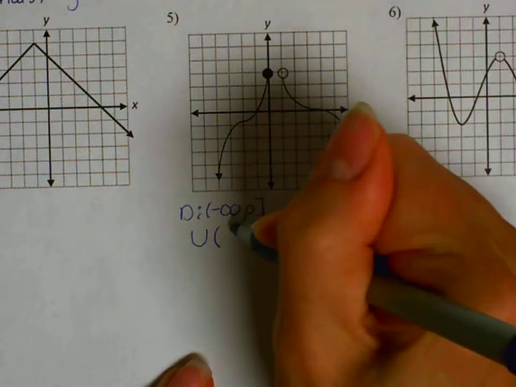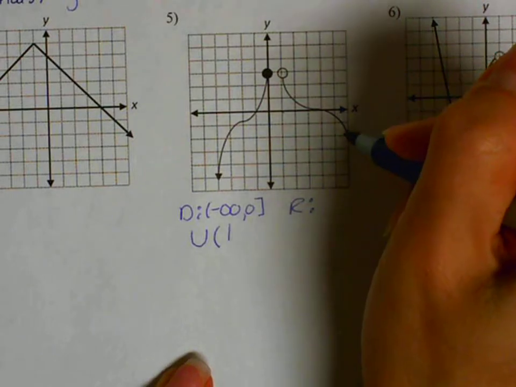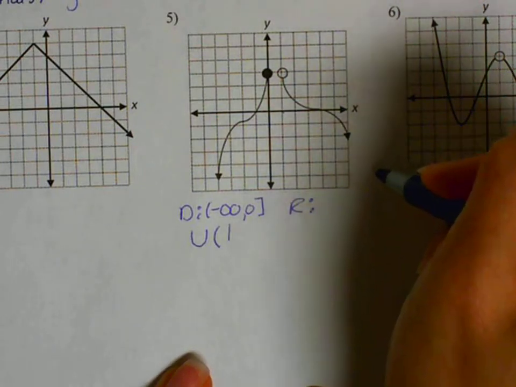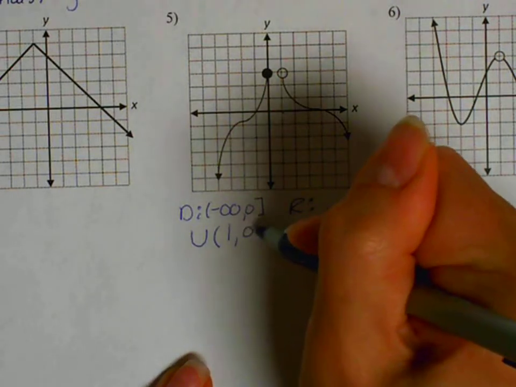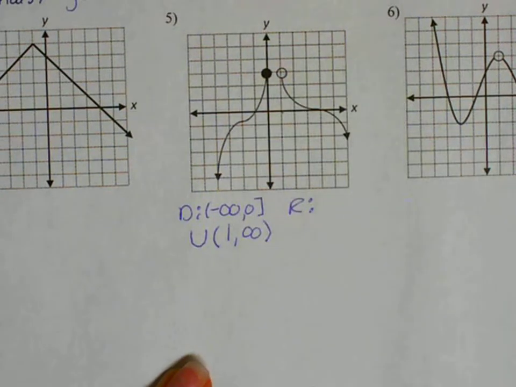It starts again at 1, and then this goes forever, and it gets wider and wider as it goes, so it's going to approach positive infinity. So that's my domain.